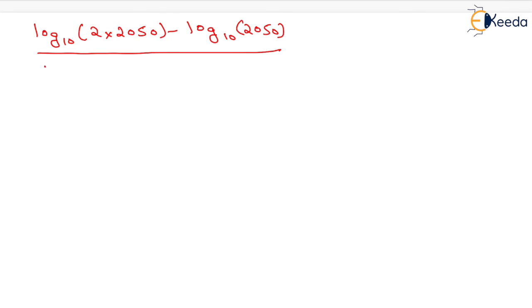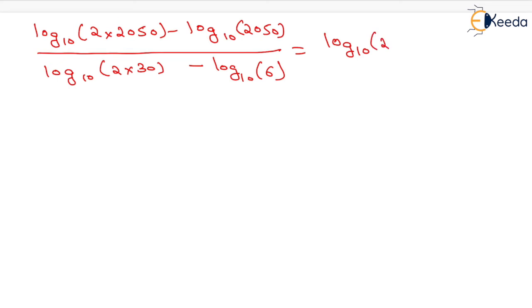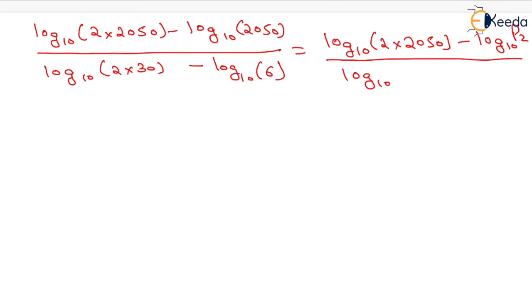Now we will put the values one by one. Log 2P value is 2 into 2050 minus log P, that is 2050, divided by log 2S, that is 2 into 30, minus log d by 2, that is 6, which will be equal to log 2P, that is 2 into 2050, minus log Pz, upon log 2S, that is 2 into 30, minus log z, that is 15 centimeter, because we have to find the Pz value for 15 centimeter pavement thickness.